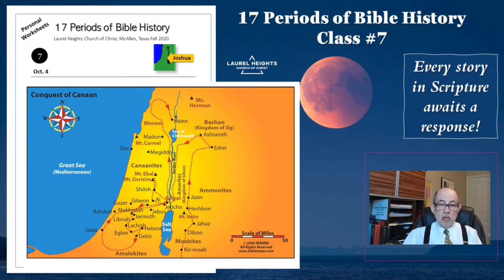Chapter 12 lists defeated kings. Chapter 13 concerns the boundaries east of the Jordan and the division of the tribes in the land, with verse 13 signaling the failure to do all that God expected them to do in the conquest.